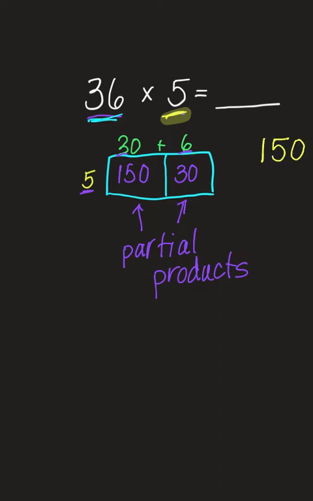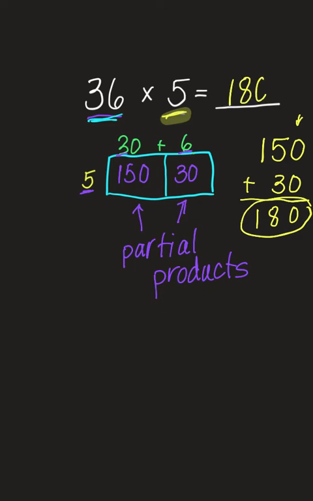So I'm going to set up my math problem over here, my addition. Make sure to line up the place value. So the 3 must go under the 5 because that's the tens place. I start in my ones column. 0 plus 0 is 0. 5 plus 3 is 8. 1 plus nothing is 1. So my final product is 180. That's the answer to 36 times 5.